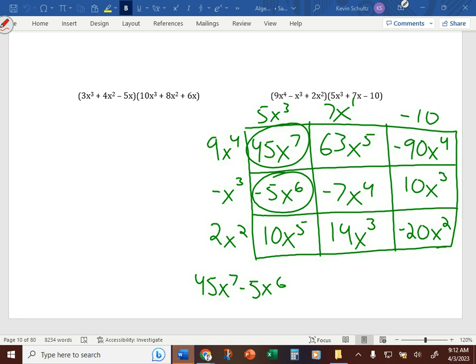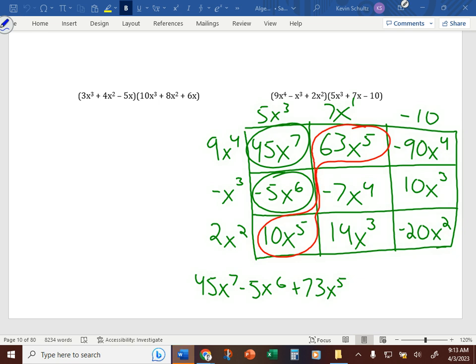How many terms with a power of 5 do we have? 2. And they're not next to each other. In the first one, they were nice and diagonal. That's not always going to be the case. So we've got this 63x to the fifth and this 10x to the fifth way down here. Those can be combined. How many x to the fifths do we have in total? Nathan? 73. Good. So plus 73x to the fifth.